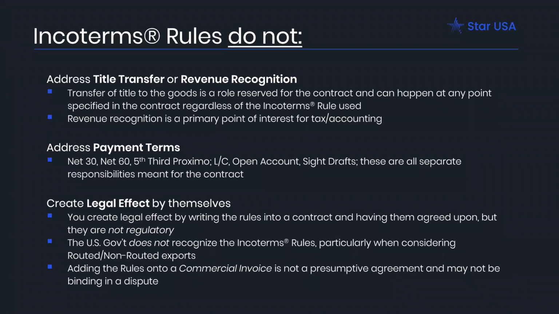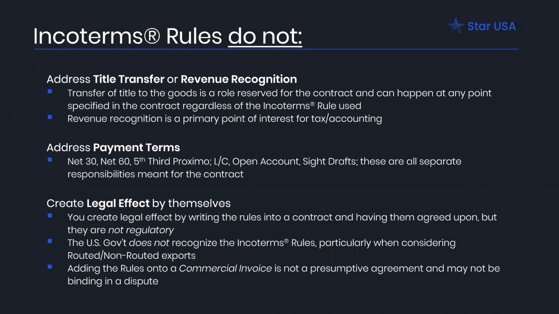Many companies will have title transfer or revenue recognition happen at the point of shipment. Some buyers will only accept transfer of title when the goods have arrived at their plant. Knowing what those are is not within the Incoterms consideration. You need to address title transfer and revenue recognition and cost factors for the goods separately from the Incoterms rules. Incoterms rules do not address payment terms. You can apply whatever payment terms you want: net 30, net 60, fifth, third, Proximo, letter of credit, open account, sight drafts. You can use any of these with any of the Incoterms because the Incoterms don't care about what your payment terms are or when you receive your money. They're always focused on the transportation chain between the buyer and the seller.